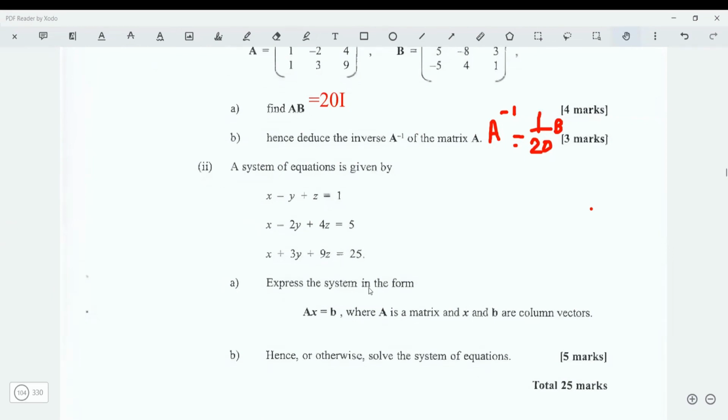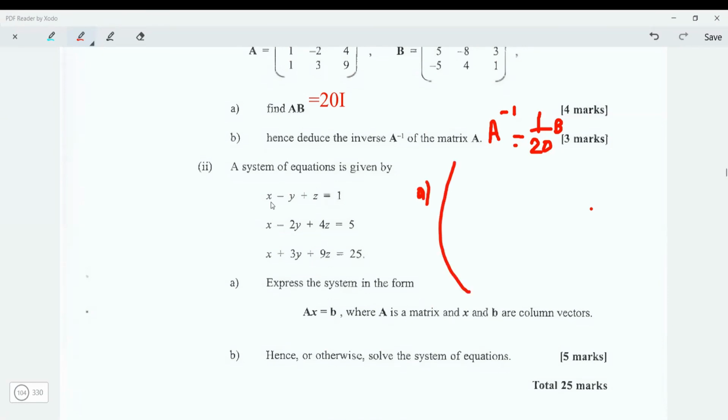It says express the system in the form Ax equals b, then hence or otherwise solve the system. Let's do part A right here. We look at the coefficients of each of these terms. The x column is going to be 1, 1, 1. The y column is going to be minus 1, minus 2, and 3. The z column is going to be 1, 4, and 9. So that's what you have right there.